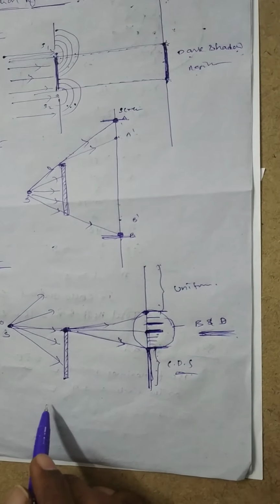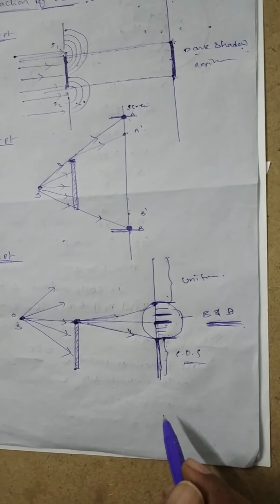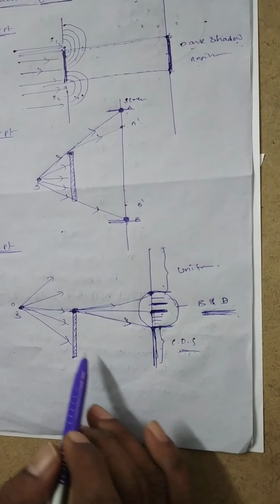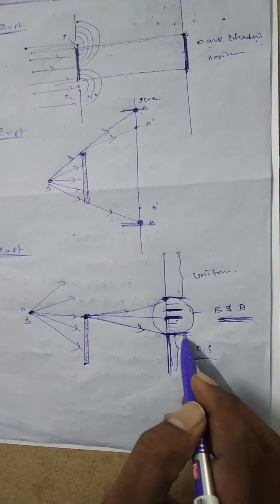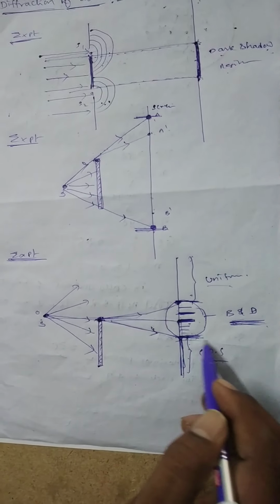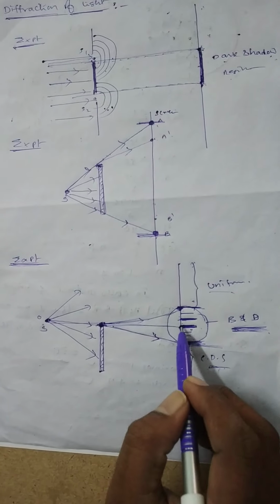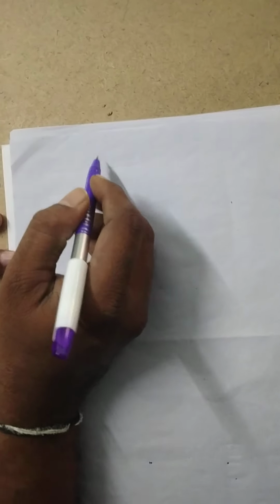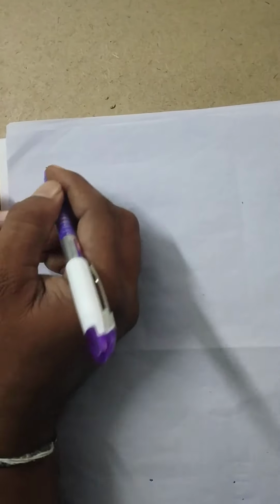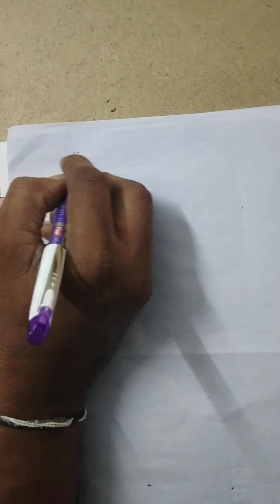But here, there are no bright and dark bands in between the illuminated region and dark region actually. There is no sharp boundary between the illuminated and dark regions. Suppose this is the boundary and this is the actual boundary. There is no sharp boundary between these two regions. This is mainly diffraction. That's why diffraction is defined as the bending of light at the edges of the obstacle and encroaching within the geometrical shadow. Right?